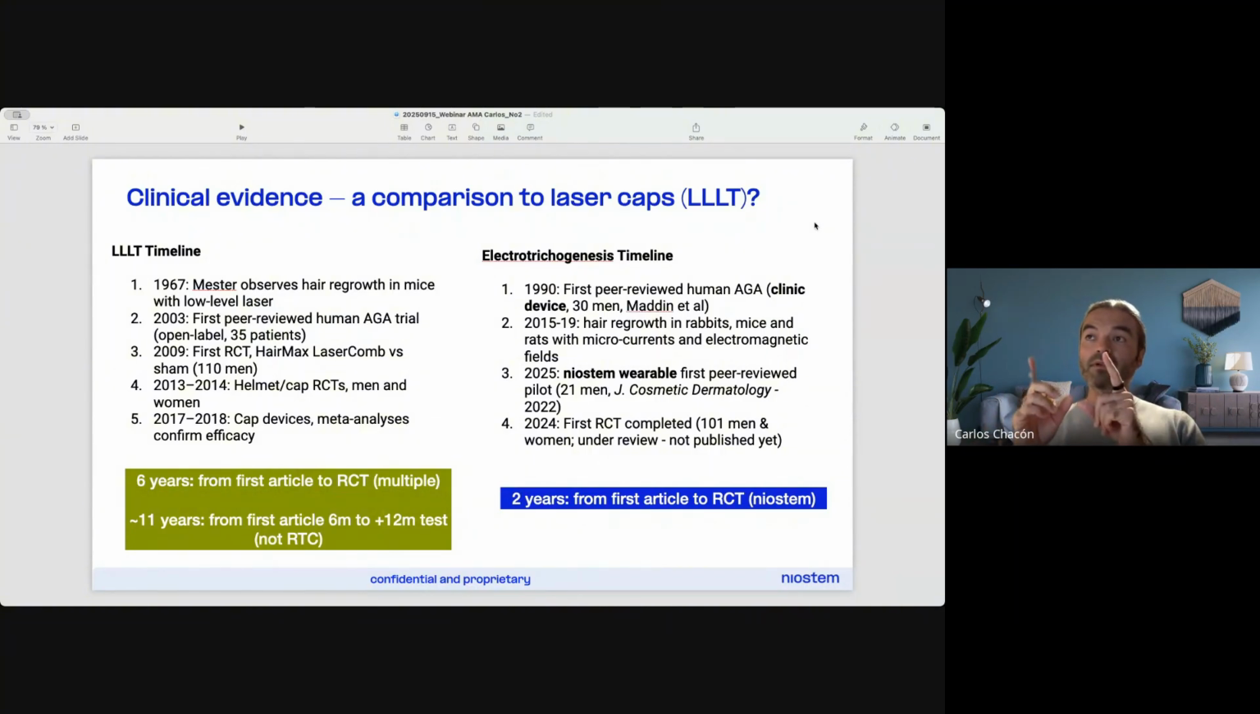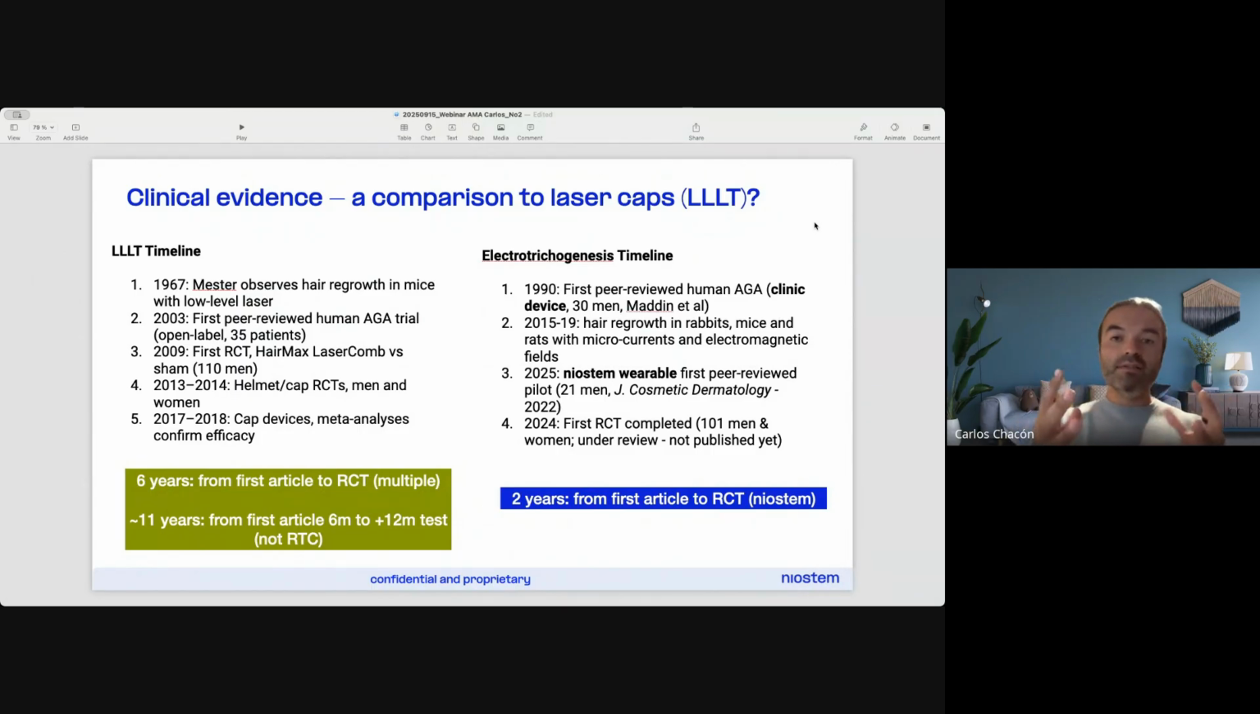Also, before answering the specific question, what are the exact results you have for 12 months, I wanted to show you a simple comparison with a similar technology, which is a device you put on your head against hair loss. These devices are probably known to many of you. They're called low-level laser therapy, or commonly known as laser caps. So basically a helmet with red lights, you put it on, and apparently you can grow hair.